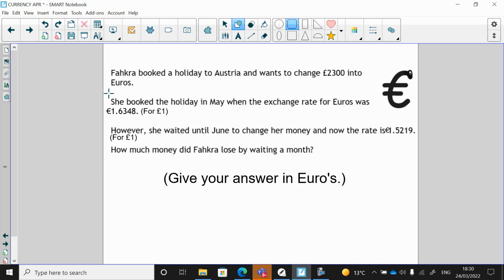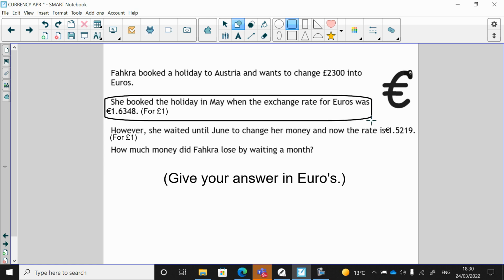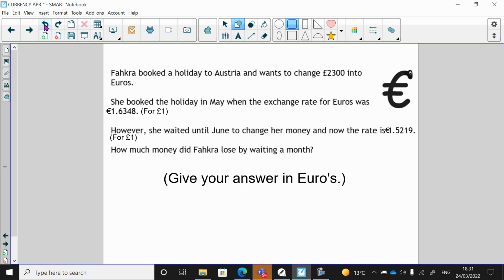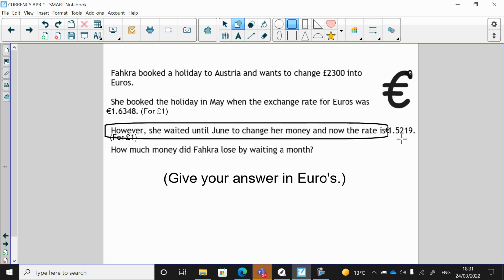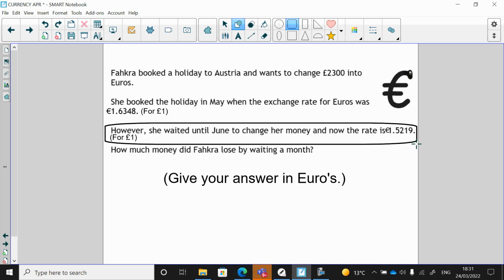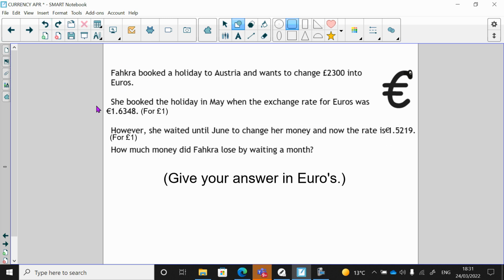1.6348. So that's what they're saying in that part there. Right, that's fine. They're telling you that. Okay. But then they're saying they waited until June before they actually changed the money. Doesn't matter that they booked it in May. They waited until June, but the exchange rates are different.